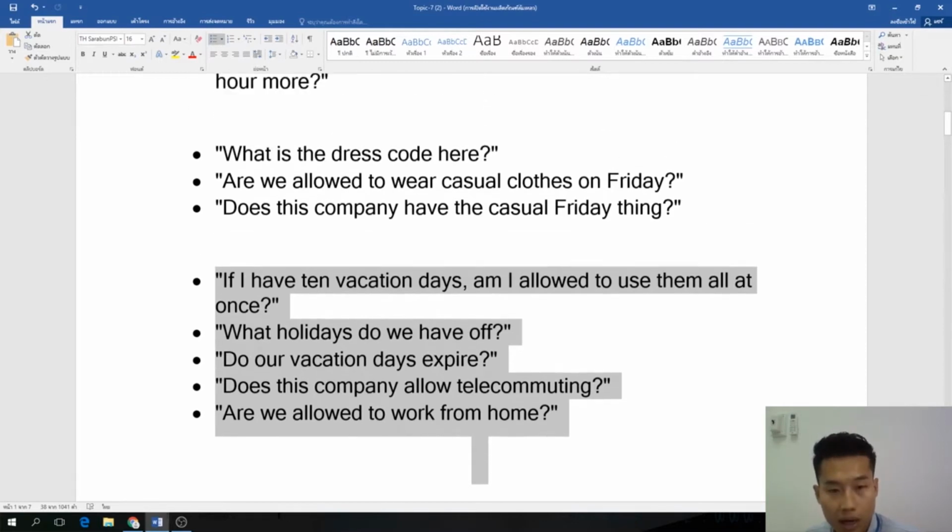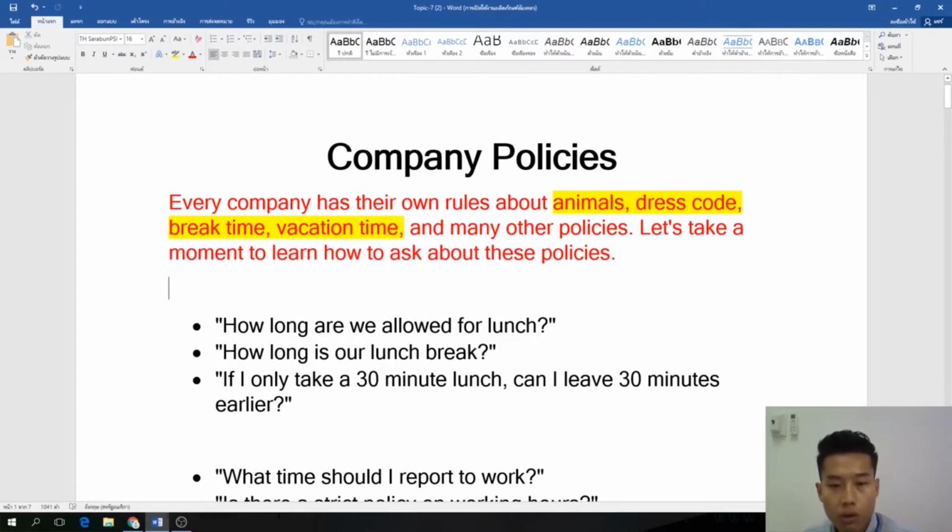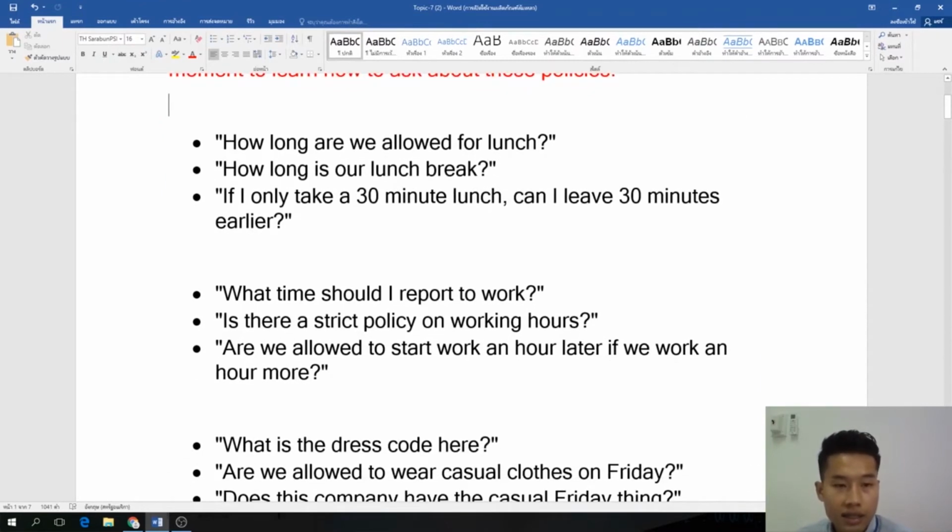Okay, right now we see a lot of words here. What we are going to do now is look at the words you have to be careful with and memorize when you talk about policy. Okay, let's see number one here.